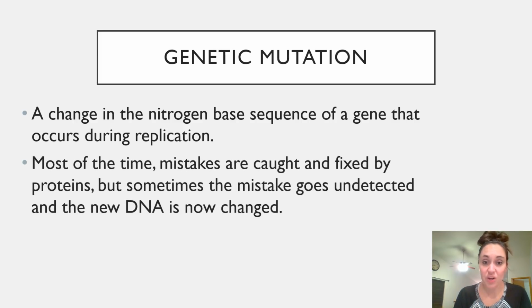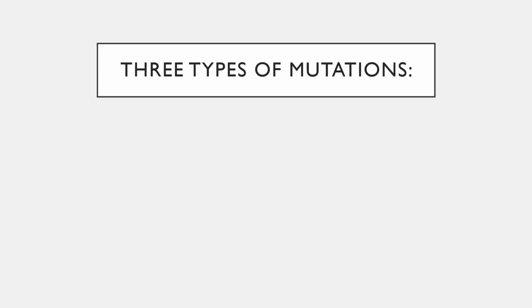Most of the time, mistakes are caught and fixed, but sometimes if it goes undetected, or if it's a really big change, like an extra chromosome, the DNA is going to be changed, and there's nothing that they can do about it. There are three main types of mutations that we are going to talk about. There are other kinds that occur, but these three are the ones that are going to cause the most problems and the most diseases that we are aware of.